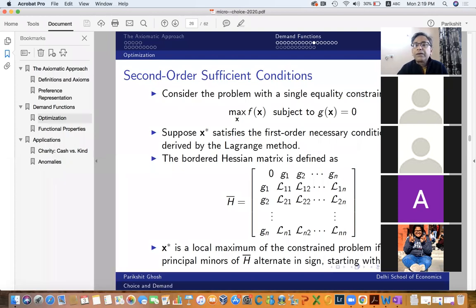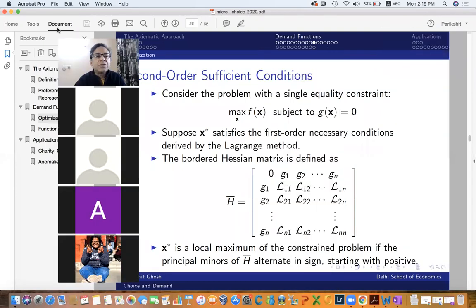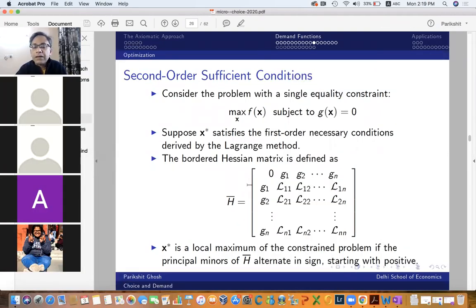Sorry, starting with positive. If you look at the second one, it's basically minus G1 squared. So that's always a negative number. So the first one should be positive or non-negative. The second one should be negative or non-positive. And that's the way it goes. I misspoke earlier. I'm sorry about that.